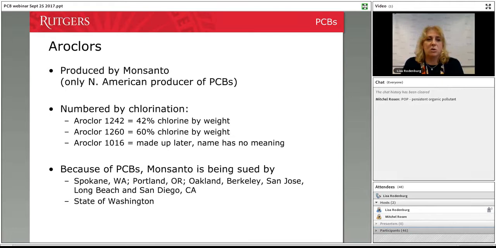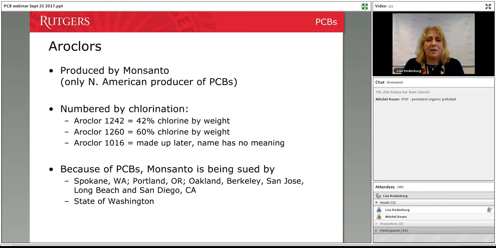As I mentioned, the Aerochlors. Aerochlor was a trade name used by Monsanto. It was the only North American producer of PCBs, and it produced a whole number of different formulations with different numbers. I mentioned 1254 in that previous slide. They also produced 1242 and 1260, and the numbering convention was that the 12 stood for the 12 carbons on the PCB molecule, and then the 42 or the 60 or whatever stood for the percent of the formulation that consisted of chlorine by weight. So they would take a big vat of biphenyl and throw in 42% chlorine and let it all react, and then that would be their Aerochlor 1242.